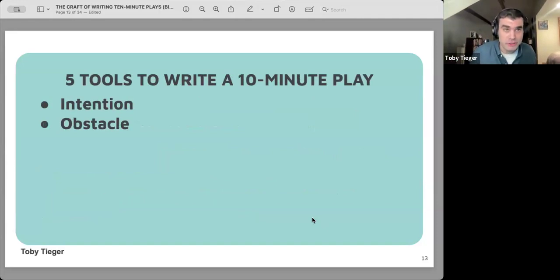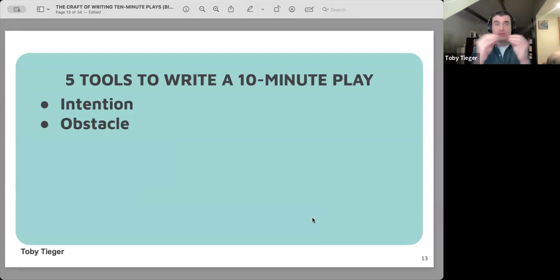Okay, so we're talking about tools. There are 5 tools. First 2 are intention and obstacle. Those are your clotheslines. If you don't have those, it's very difficult to create drama. That is not to say that there aren't brilliant playwrights and people who can make stories that do not have one of these things. It's kind of like saying you could hammer in the nail with your shoe. It can happen. It's harder.